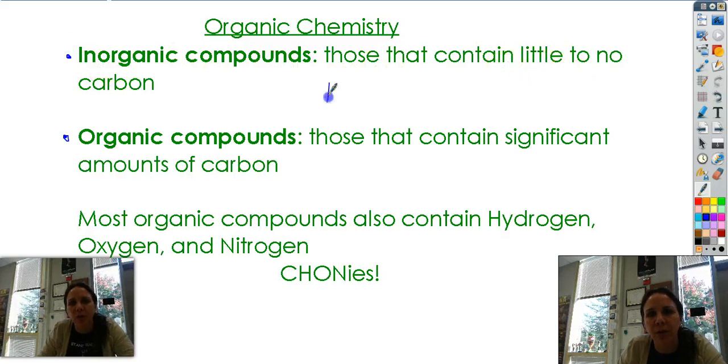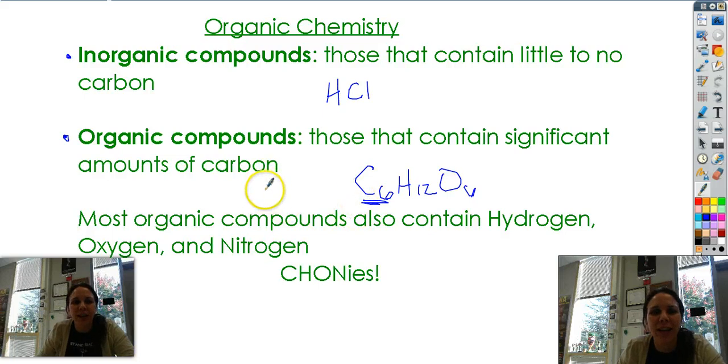So for example, hydrochloric acid contains no carbon, therefore it is an inorganic compound. Whereas organic compounds contain lots of carbon, such as sugar, C6H12O6, as you can see, has lots of carbon. So that is an organic compound. Now at the grocery store, organic means grown without pesticides and chemicals and antibiotics. But in biology, organic just means contains lots of carbon.